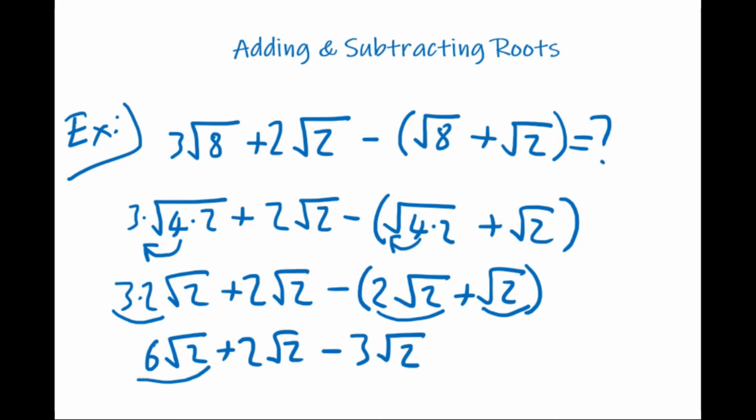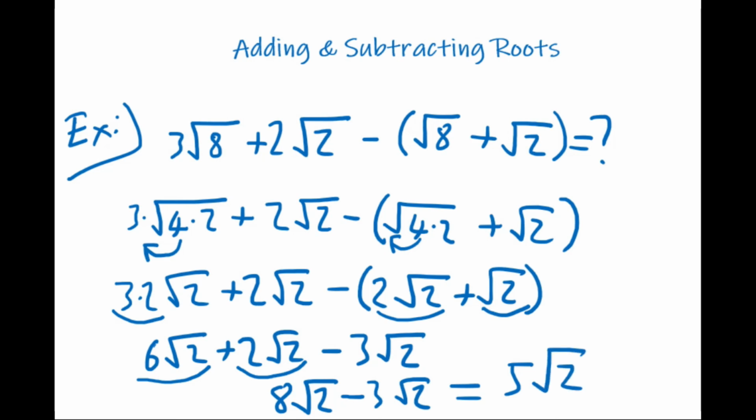So we have 6 times square root of 2. We have another 2 times square root of 2, which makes it 8 square root of 2. And if you subtract 3 square root of 2 from 8 square root of 2, then you're going to have 5 square root of 2.